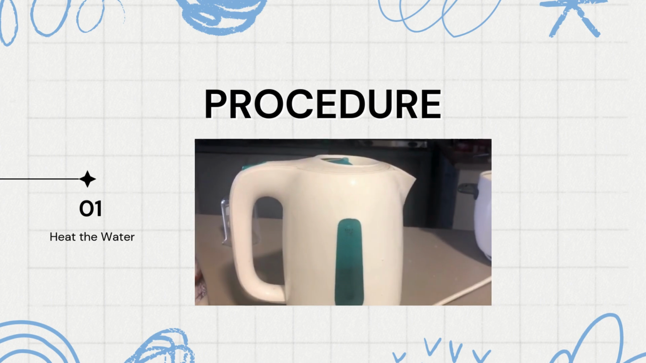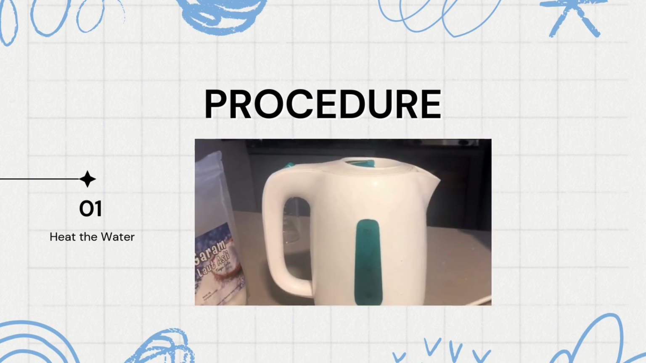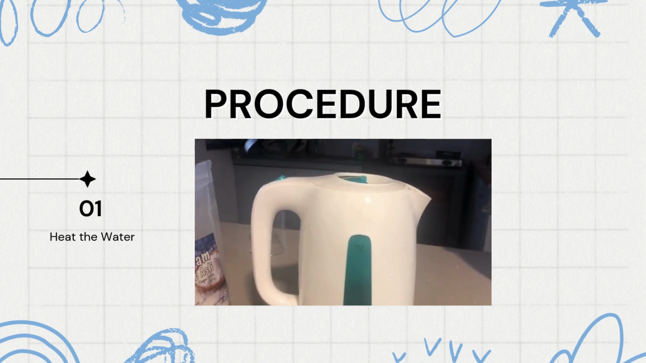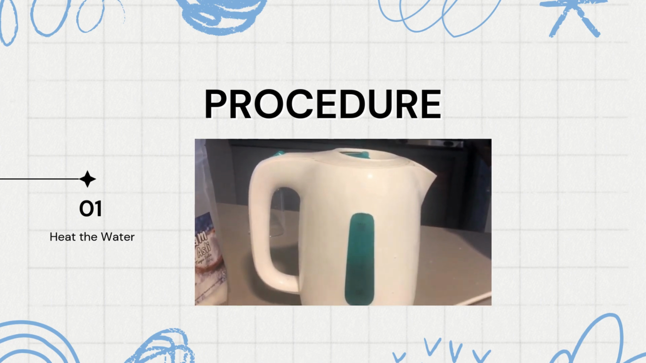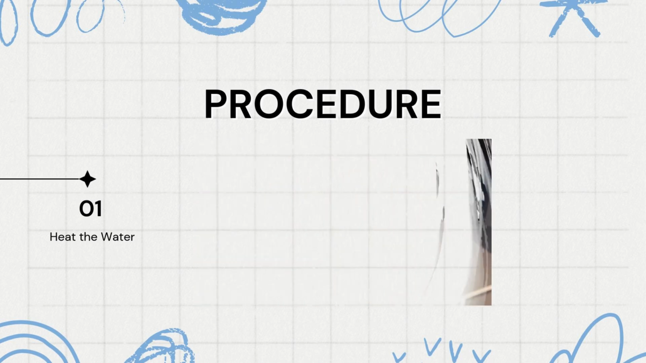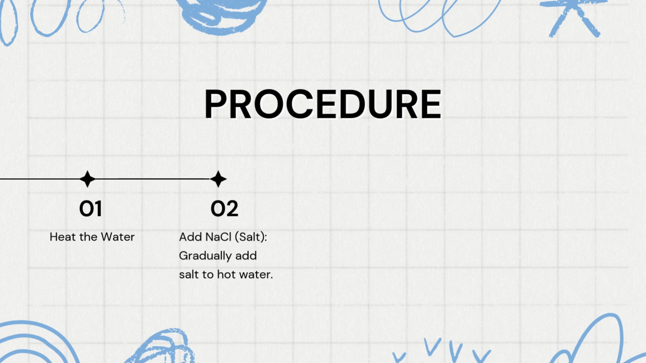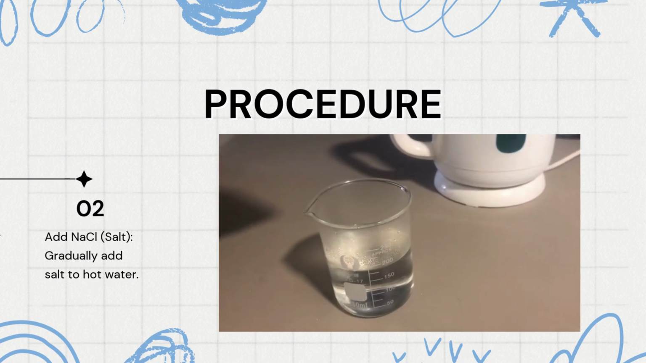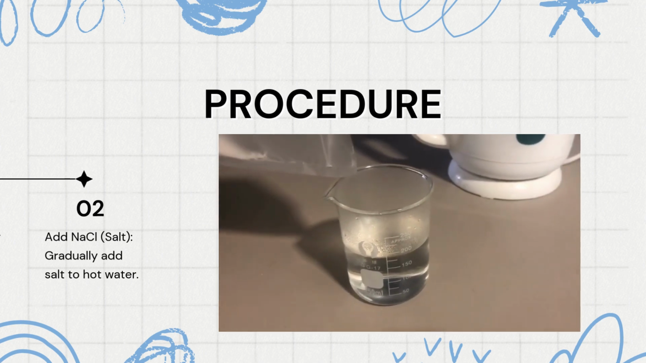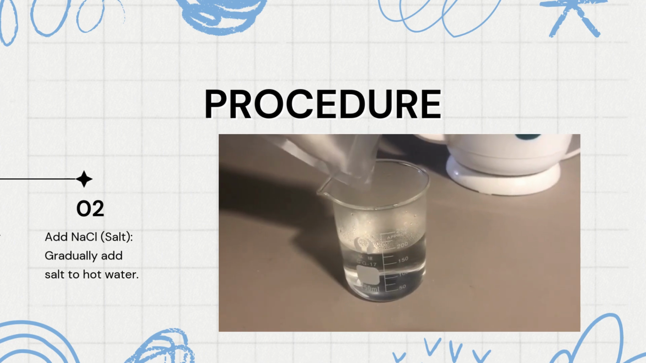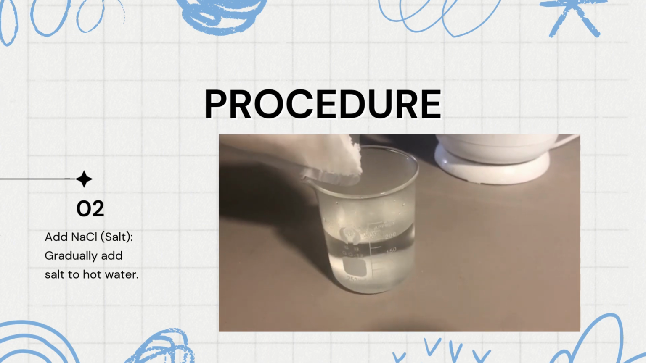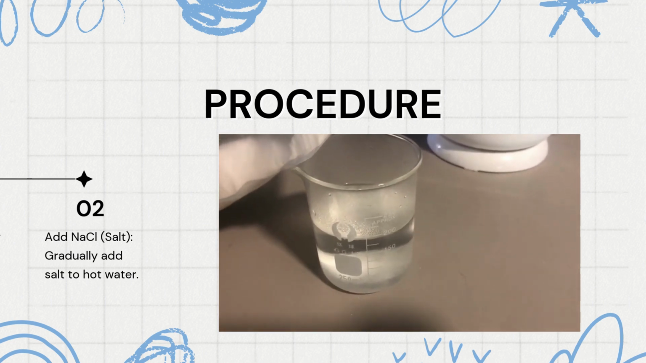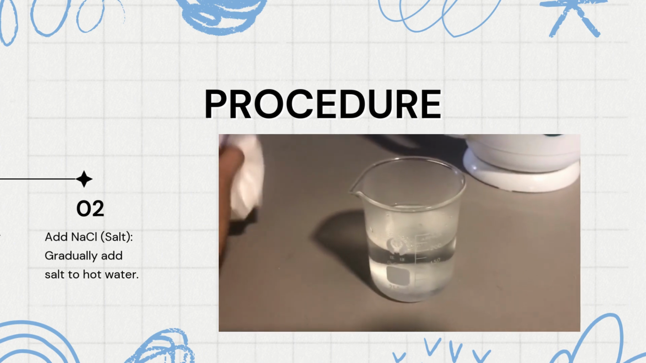Okay, let's move to the procedure of how to make the salt crystal at home, where firstly we need to heat the water because we need to provide the energy to break the molecules of salt. For the second part, we need to gradually add salt to hot water. Note that adding too much at once can result in undissolved salt and impurities, and besides, we use non-iodized salt for purer crystals, as iodine additive can affect crystal clarity.